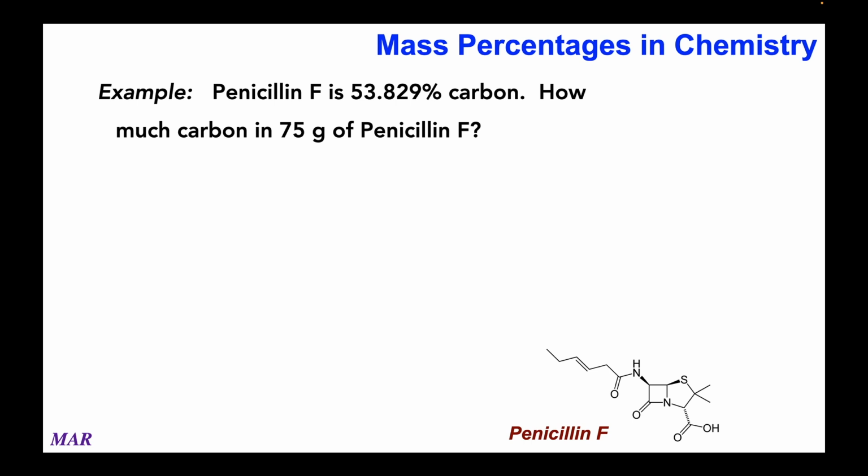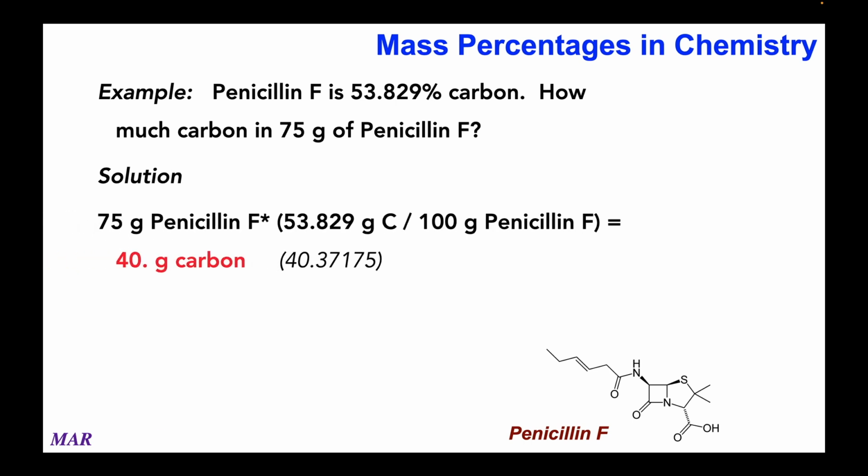So what you would do is use that mass percentage. That means 53.829 grams of carbon in 100 grams of the penicillin. So what you can do then is set that up. You start with the penicillin, 53.829 grams of carbon in 100 grams penicillin, and you can see how the penicillin F in the top cancels this penicillin F in the bottom. So there's no more grams of penicillin, we only have grams of carbon. Now your calculator will give you 40.37175, which is great.